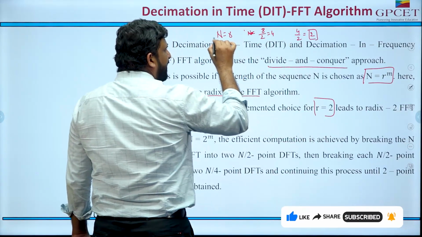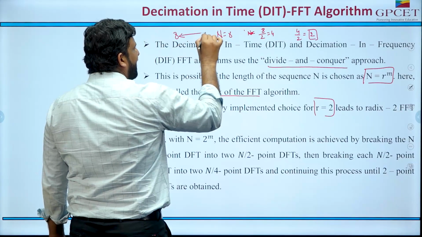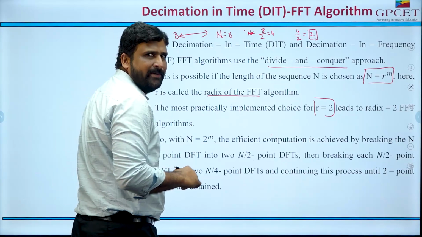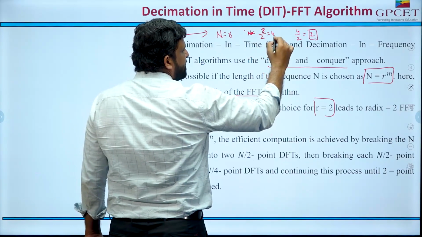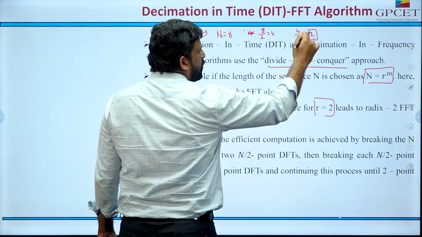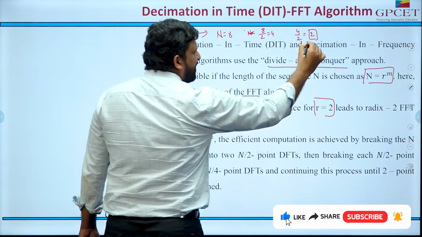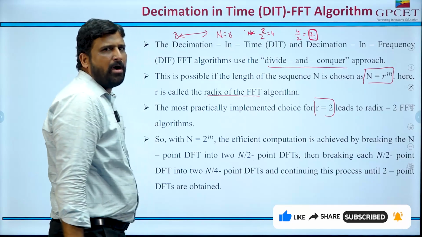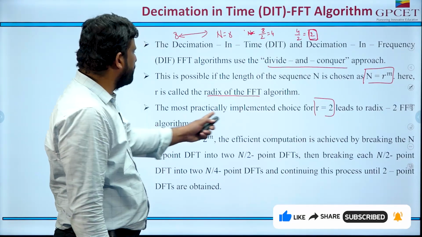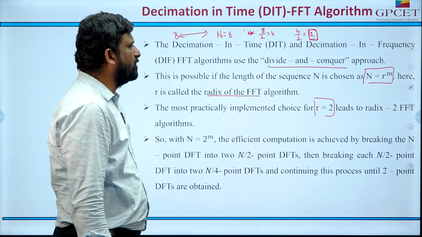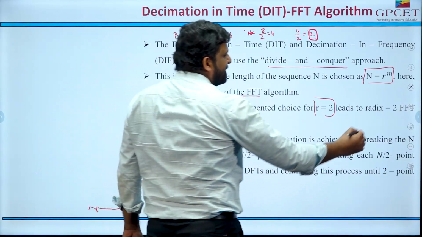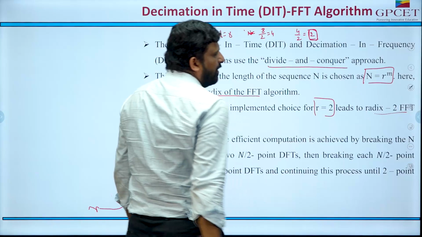That means I am dividing the length 8 into 3 stages. Stage 1, N is equal to 8. Stage 2, 8 by 2, that is equal to 4. And stage 3, 4 by 2, which is equal to 2. So this final value which remains is said to be the radix, and r is equal to 2. That's why the most practically implemented choice, r equal to 2, leads to the Radix-2 FFT algorithm.